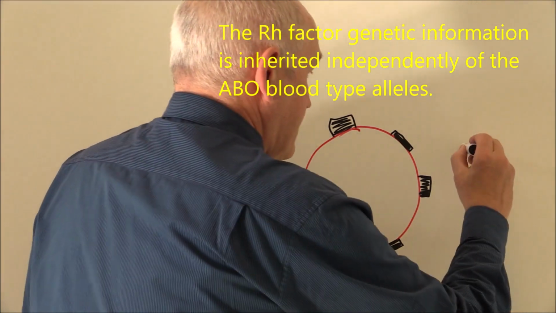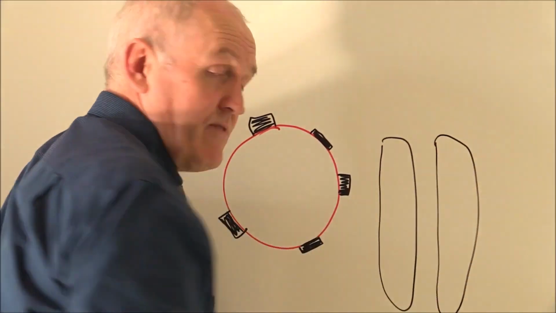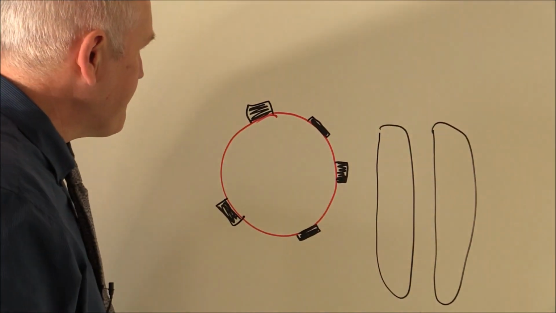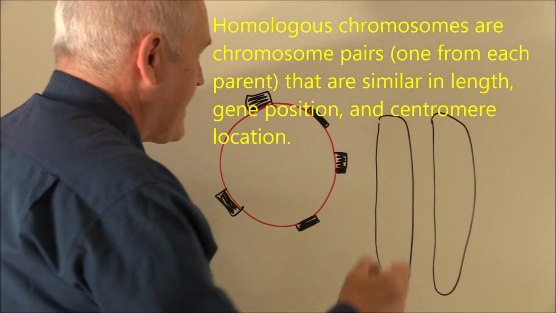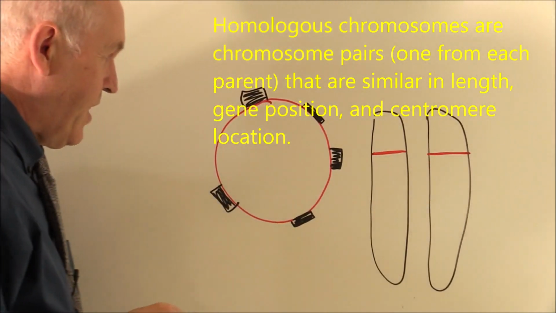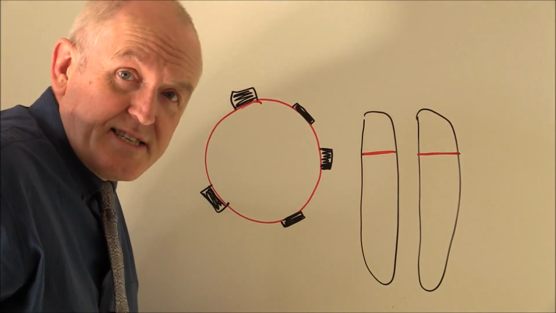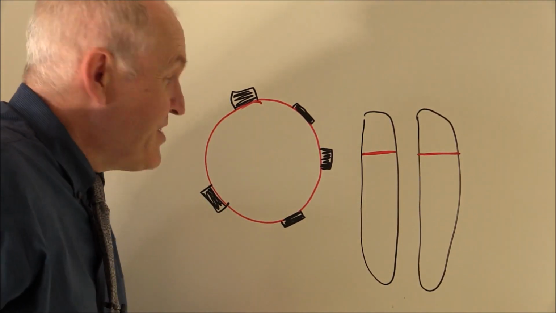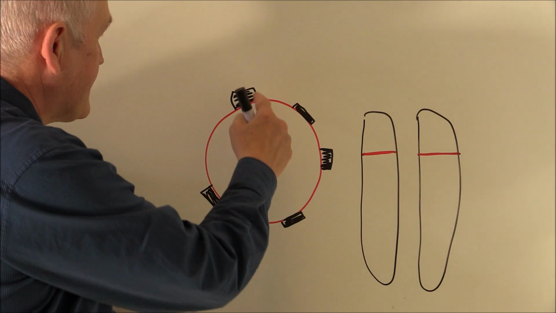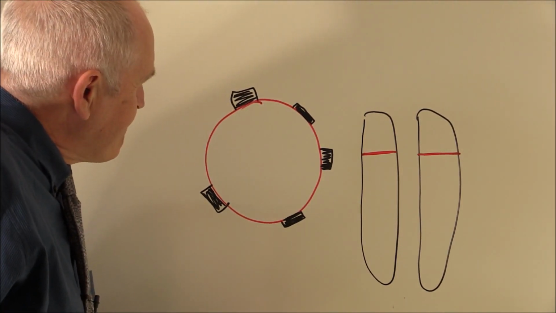So here we have a diagrammatic representation of the chromosome number 1s. We have a homologous pair of chromosomes. And the rhesus factor is going to occupy one of the positions on that chromosome. So this gene in this position contains the genetic information required to synthesize the proteinaceous rhesus factor.